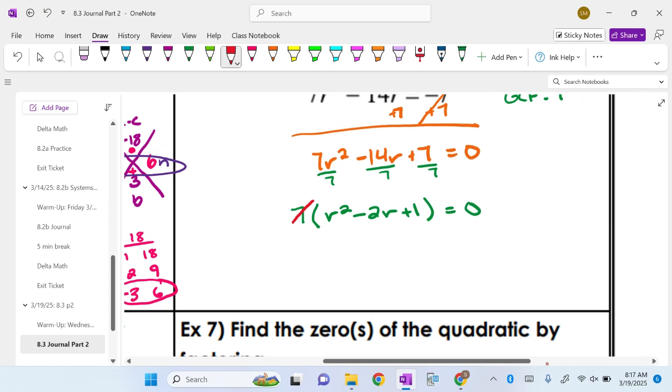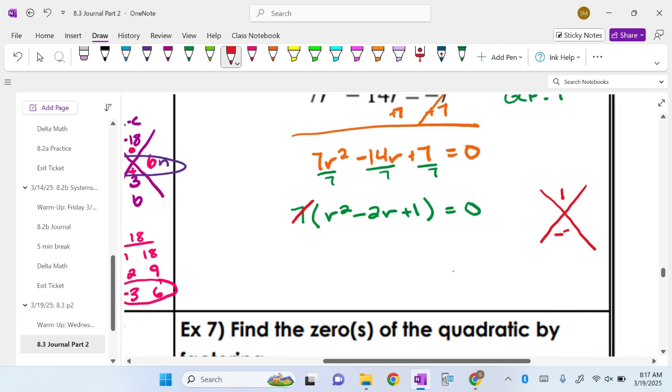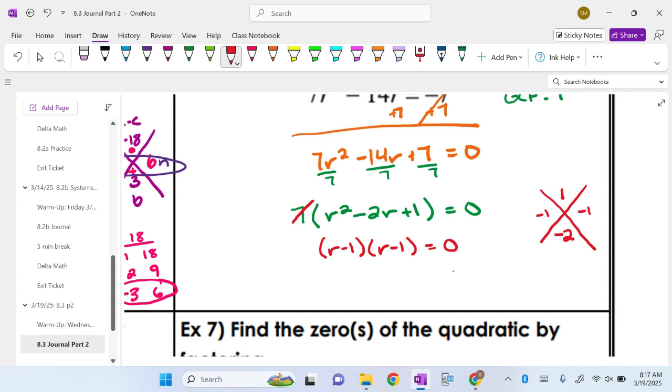And I'm going to do a quick factor of this. So your a times c value is 1. Your b value is negative 2. What are two values or factors of 1 that add to negative 2? 1 times 1. And since we're looking for a negative 2, they both need to be negative. So we have negative 1 times negative 1. So without even doing a big reverse box, because my a value is 1 in this case, my two factors are r minus 1 times r minus 1 is equal to 0.